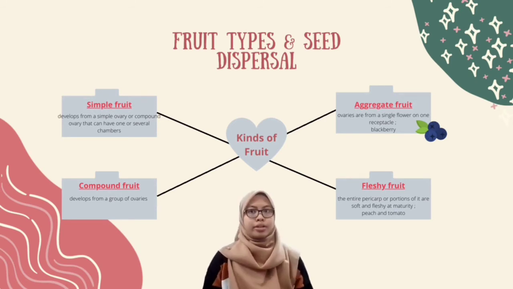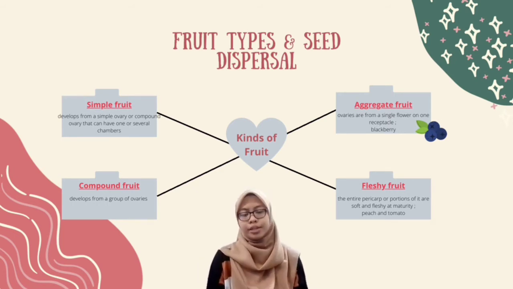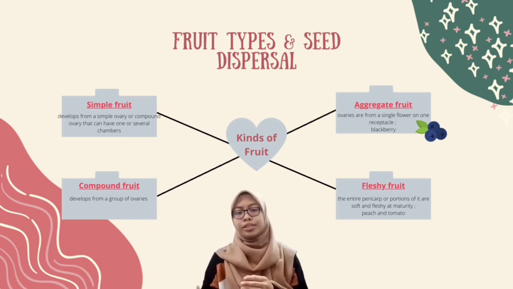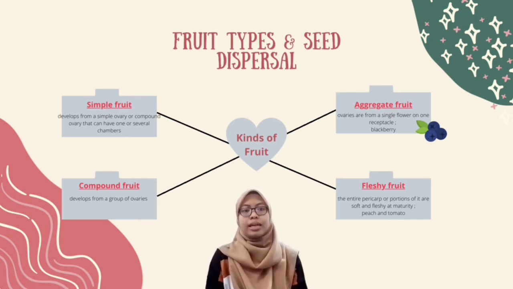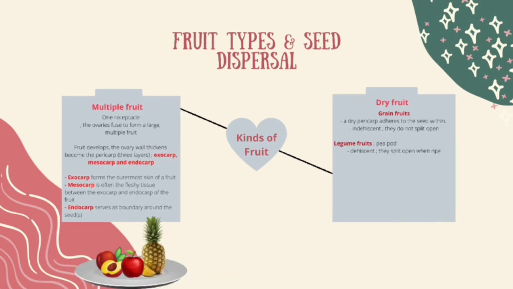The third one is aggregate fruit. Aggregate fruit is the ovary formed from a single flower on one receptacle. For example, blackberries. Next, fleshy fruits. The entire pericarp or portion of fleshy fruit is soft and fleshy at maturity. For instance, peaches and tomatoes. The fifth one is multiple fruits. This kind of fruit only has one receptacle and the ovaries fuse to form a large multiple fruit.